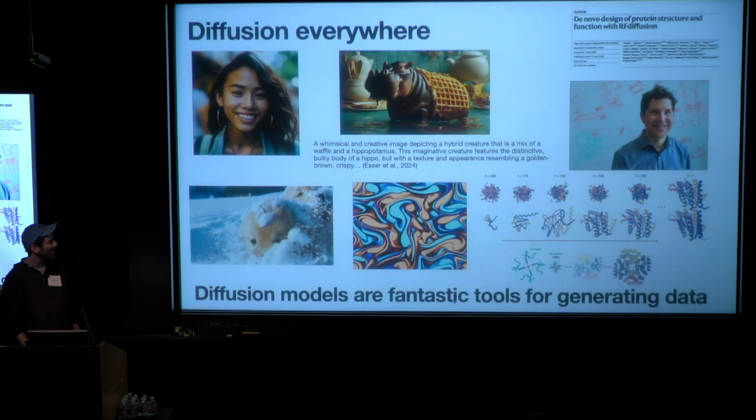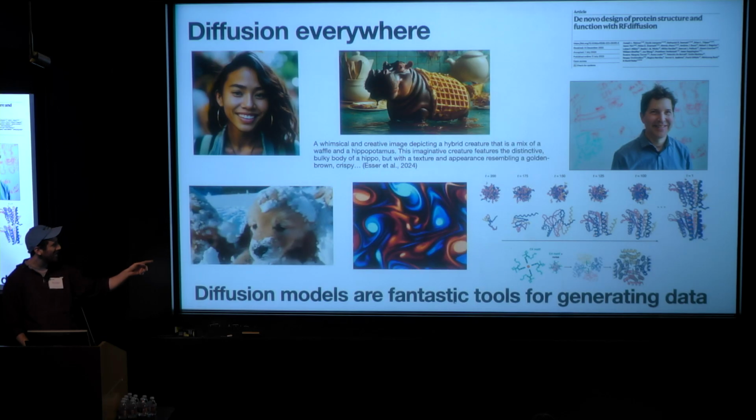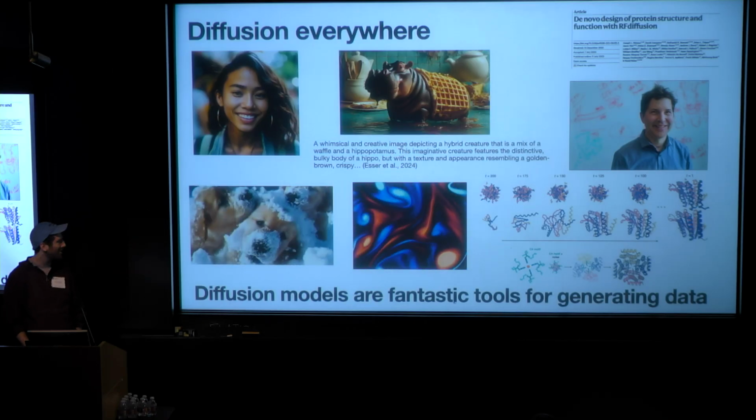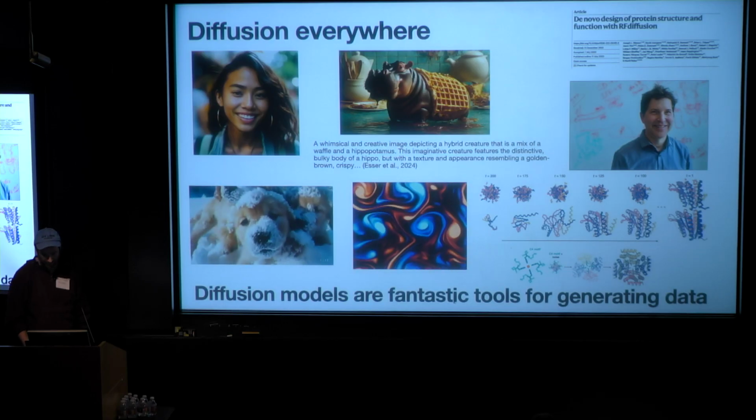This is like the mandatory slide that I think I've seen 2 or 3 times in other talks already so far, which is to say that deep generative models and especially diffusion models have seen a wide number of cool applications recently, from image generation and making waffleified hippos to video generation and solving Navier-Stokes equations, and also the recent Nobel Prize in chemistry for protein design. So diffusion models are fantastic tools for generating data.